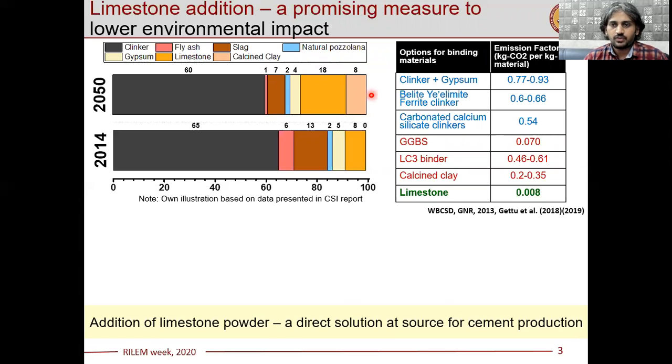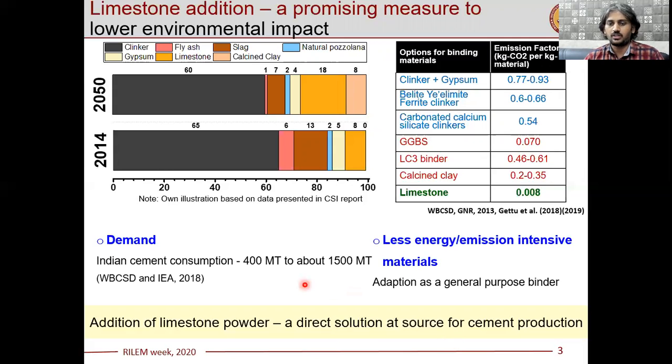Another major context for limestone addition is the extremely low emission factor associated with the material in comparison with most of the alternate clinkers as well as alternate supplementary cementitious materials. This makes it one of the viable cement substitutes to be used directly at the source for cement production without much transportation involved.